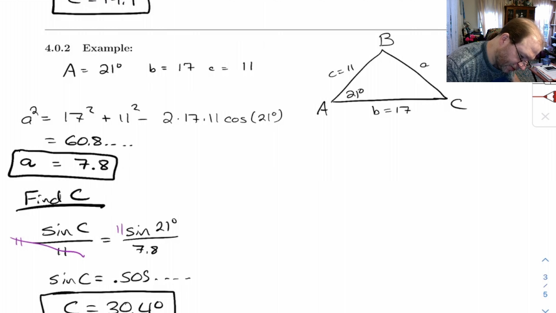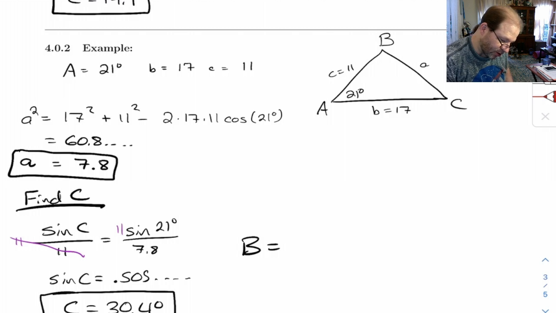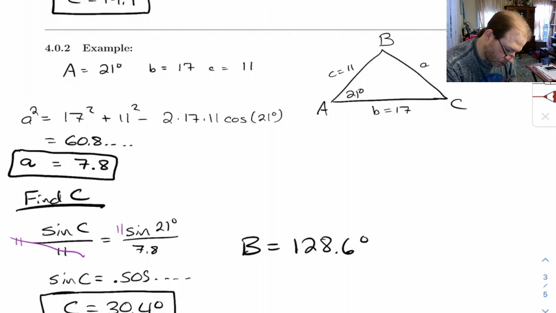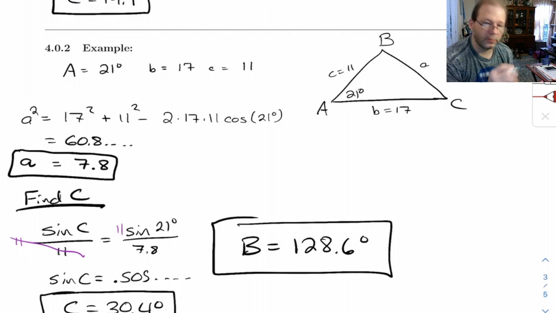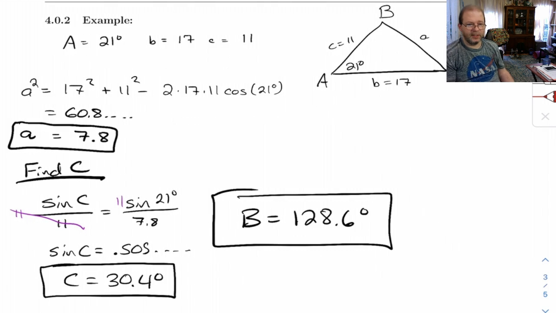And the only thing left is to find angle B. I'm not even going to write this down. I'm just going to put it on my calculator. Angle B is going to be 180 minus 30.4 minus, what was the other angle? 21. So angle B is 128.6. All right. That's it.